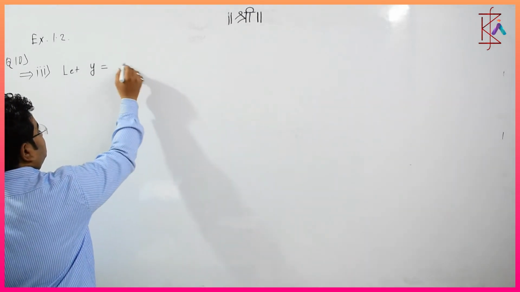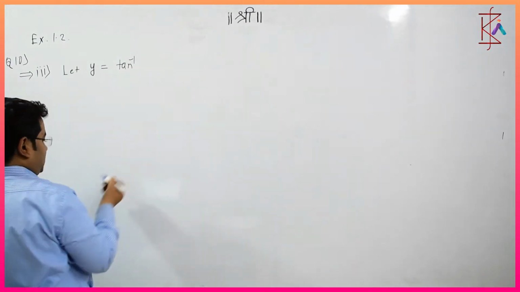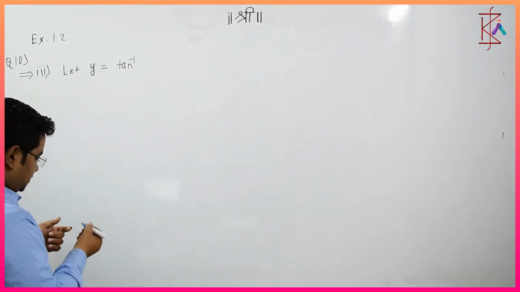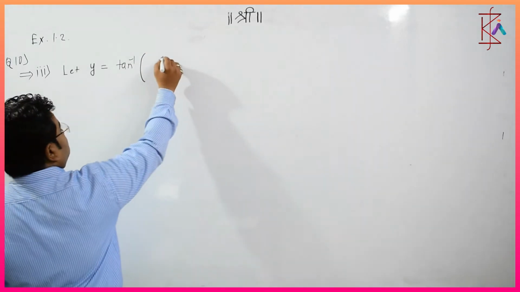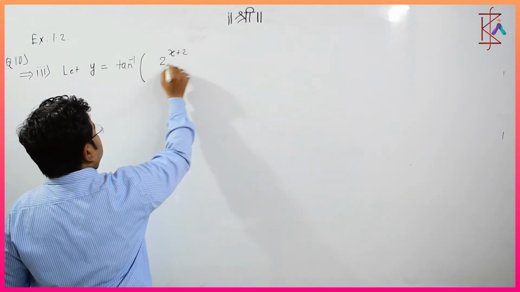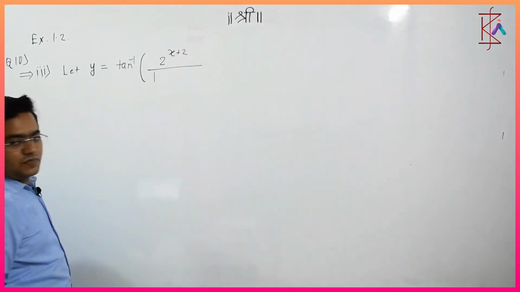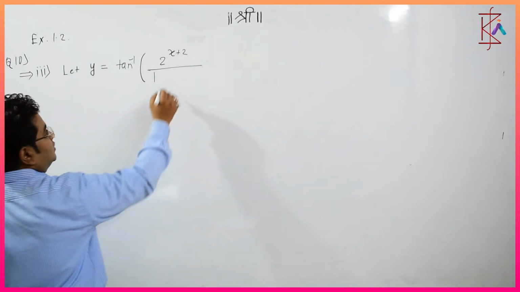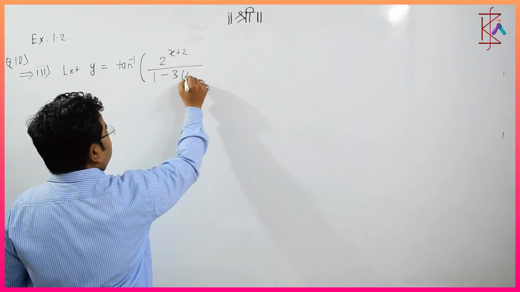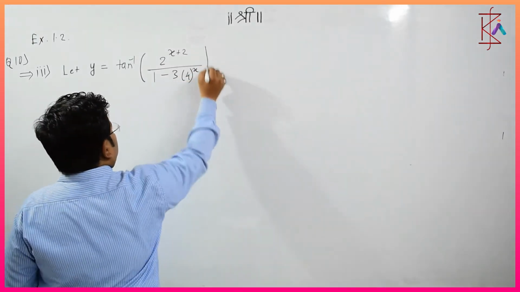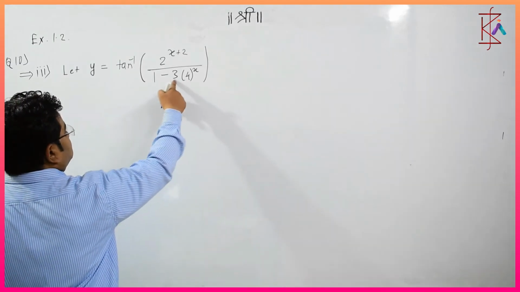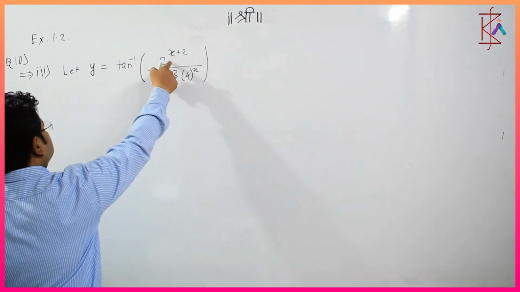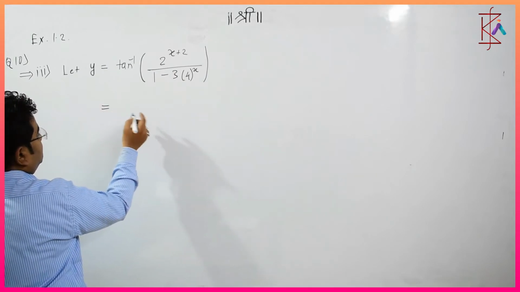So tan y is equal to tan inverse of, look at this question's beauty, so many things that will remind you of your 7th and 8th standard. 2 raised to x plus 2, divided by 1 minus 3 into 4 raised to x. Now what is this thing, sir? It looks weird, but look at it properly. This is 3, this is 4 raised to x. The situation is different.